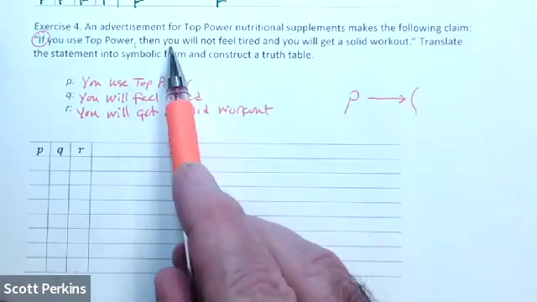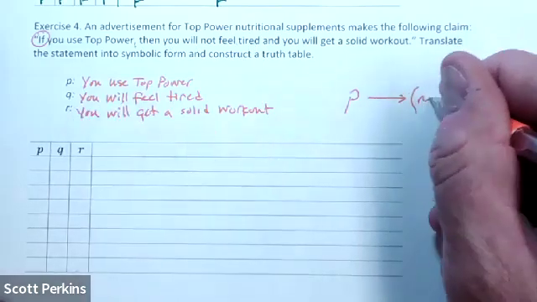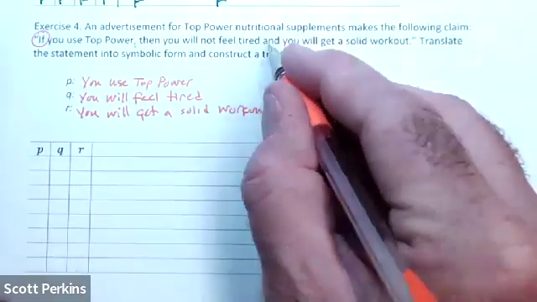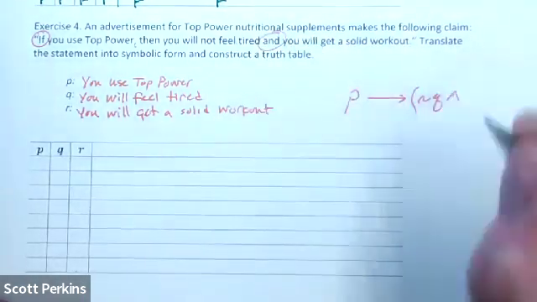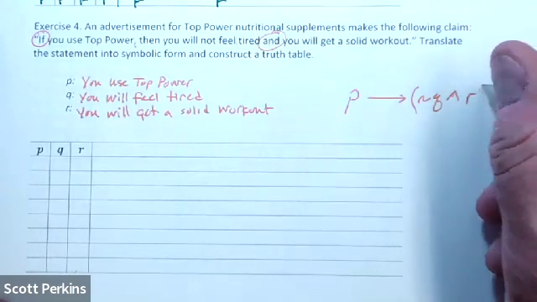Then you will not feel tired. This is where we put the squiggly back into Q. So squiggly Q, you will not feel tired. And I'm going to use the conjunction, the caret, and you will get a solid workout. That is R.